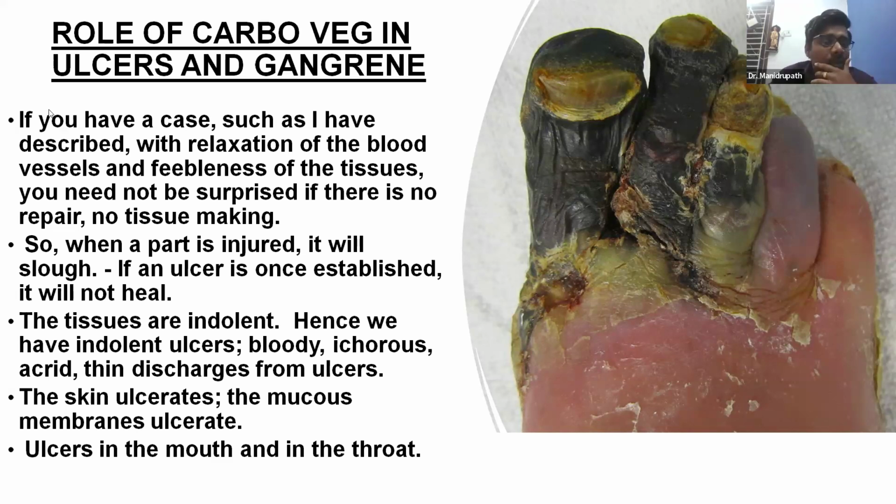Whenever you have prescribed your favorite remedies or your constitutional remedies in ulcers and gangrene, but they are not helping at all, give a try with carboveg. It will help because of sluggishness everywhere. Carboveg is relaxed. The indolent ulcer is carboveg. This is the beauty of carboveg. I want to explore carboveg in a very beautiful manner, that it is one of the top of top remedies in homeopathy.